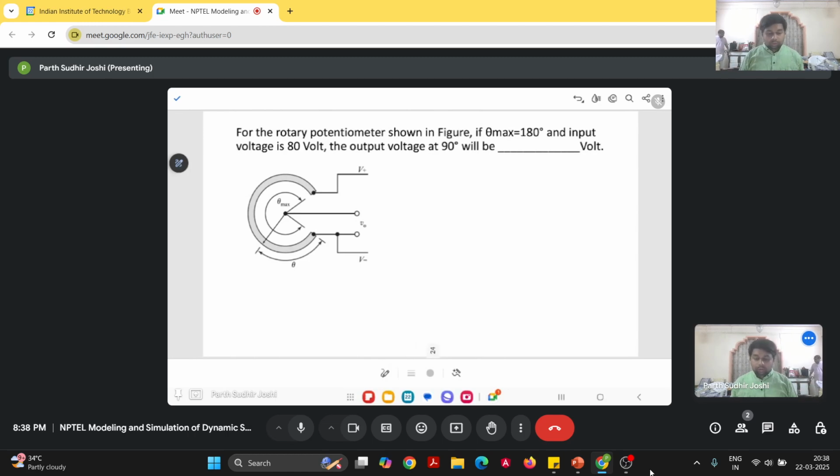Now we come to the next question. It is given that we have a rotary potentiometer which has a maximum angular span of, let us say, 180 degrees, and the input voltage applied is, let us say, 80 volt. Then the output voltage for a 90-degree rotation, let us call it VO, will be proportional to the rotation. For a rotary potentiometer, it is theta by theta max into the input voltage, which is, let us say, VI.